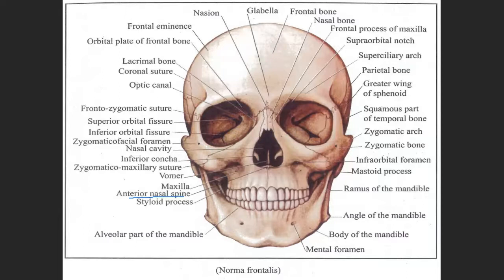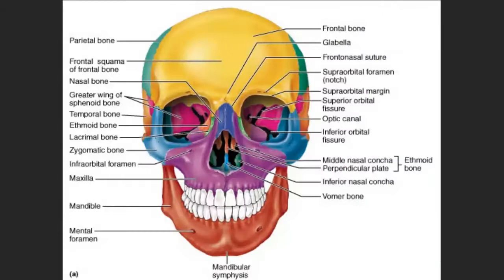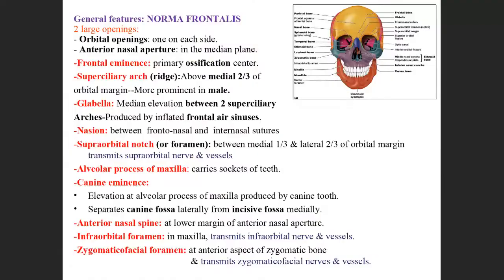Anterior nasal spine. So this is maxilla, and here is the canine. Here you will have the canine fossa and then the incisive fossa there. Okay. And zygomatico-facial foramen. It's a foramen present between these two bones and transmits zygomatico-facial nerves and vessels.